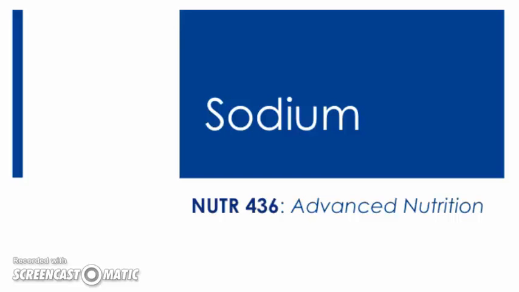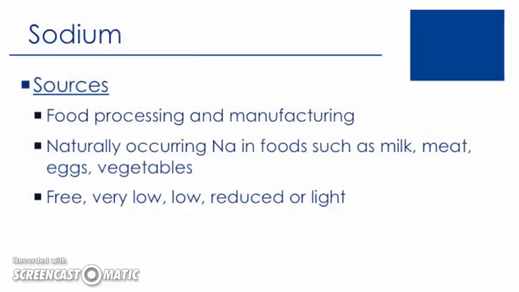Vitamins and minerals: sodium. We will now discuss sodium and its role in electrolyte and fluid balance. We can see here sources of sodium. Food sources of sodium would largely be processed foods, as food processing and manufacturing often requires sodium. We also see that it is naturally occurring in foods such as milk, meat, eggs, and vegetables, but this is largely in lower quantities than in more processed or manufactured foods.